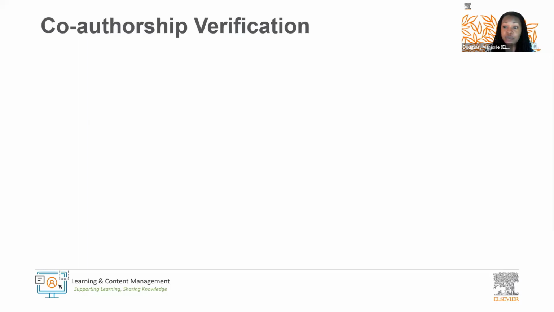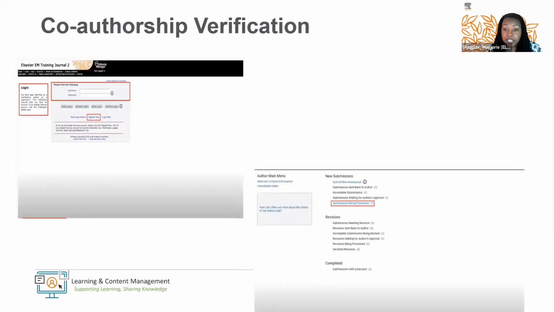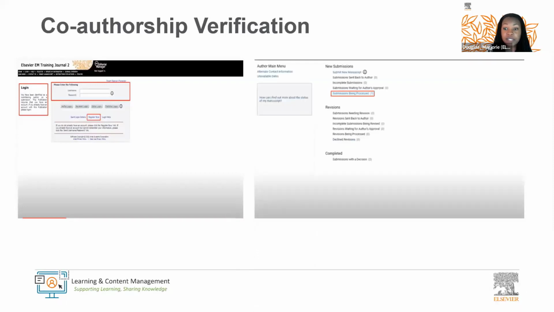Some journals will ask that you also register or log in to confirm it, which will also, again, allow you to view the status of your submission on your author main menu from the folder Submissions Being Processed. Depending on the journal configuration, you may also receive up to 2 reminders to verify your co-authorship. And again, we do also have a video related to co-author verification, and it is hosted on YouTube as well as the support center, and the link will be posted, if not already done so, in the chat as well.